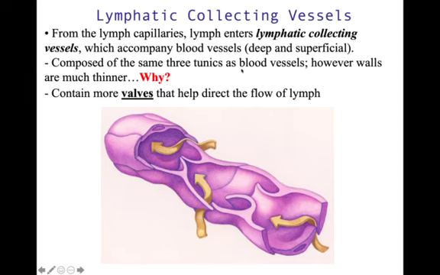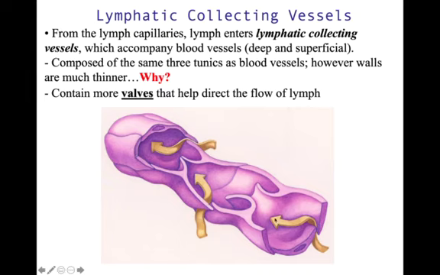Now, even though they have the same three tunics, their walls are a lot thinner than the walls of your blood vessels. Why would that be? Because the walls of your blood vessels have to be thicker due to the increased blood pressure, compared to the pressure within your lymphatic collecting vessels. Because the pressure is greater in your blood vessels, you need a thicker tunica media. Because the pressure is lower within your lymphatic collecting vessels, these three tunics are going to be thinner. The walls of your lymphatic collecting vessels are going to be thinner.